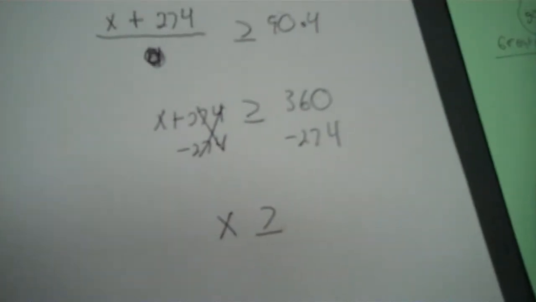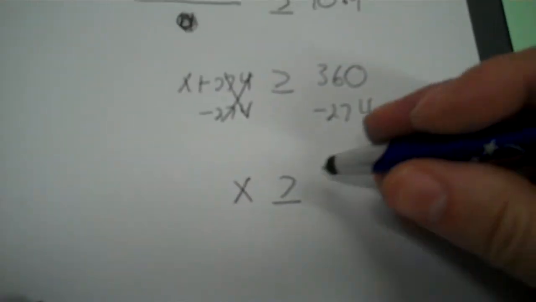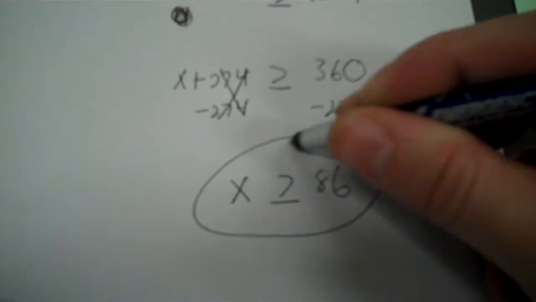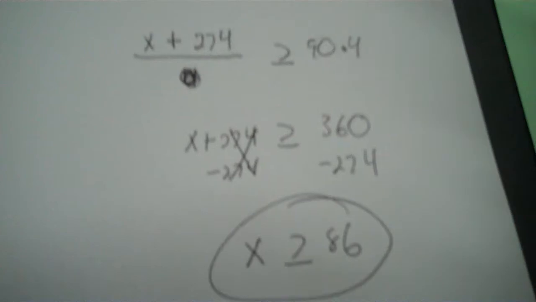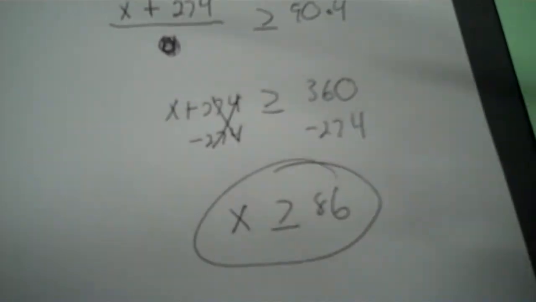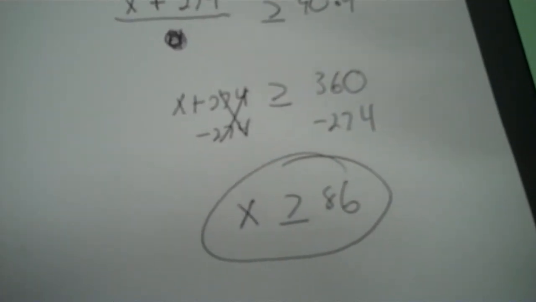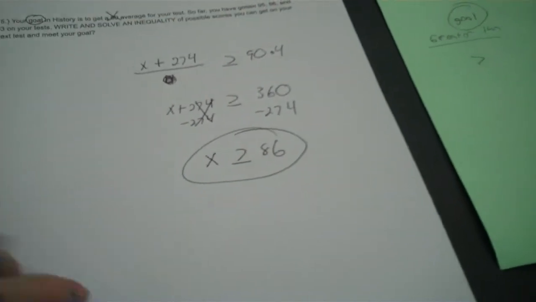You don't have to graph on a story problem. 360 minus 274 is 86. So you have to score an 86 or better on that next test to meet your goal of 90. Anything less than an 86, you're going to fall below your goal. Anything greater, you'll meet it.